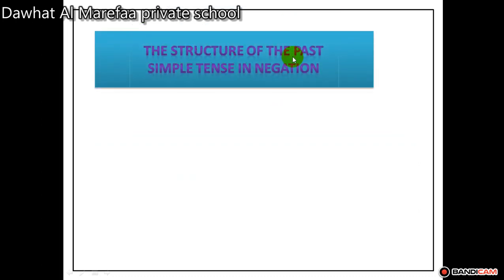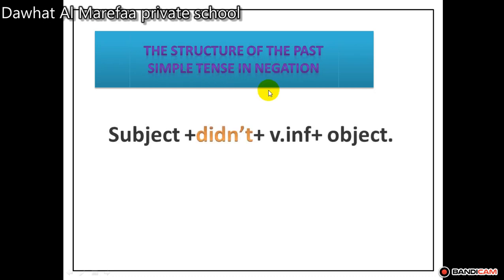We are going to know the structure of the past simple tense in negation. The structure or the form: Subject plus didn't plus verb in infinitive plus object. The subject could be a noun or pronoun. Didn't is the helping verb to show that we negate the sentence, دي لما ننفي الجملة. Didn't plus verb in infinitive, we get the verb in the main form, بنرجع الفعل للأصل للمصدر بتاعه, plus object, هو المفعول به.